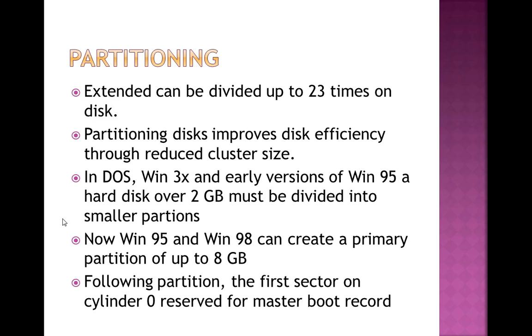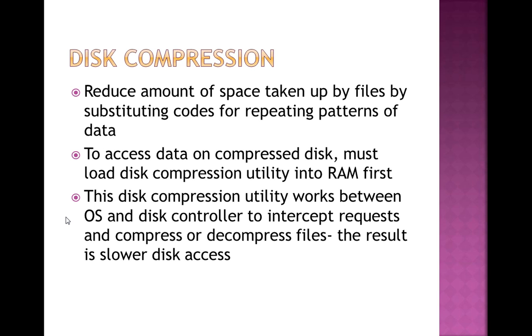In Windows 3.x and early versions of Windows 95, a hard disk covering over 3 GB must be divided into small partitions. Then Windows 95 and Windows 98 can create a primary partition of up to 8 GB. Following partitioning, the first sector on cylinder 0 is used for the master boot record. As I told you, the first is used for the master boot record.